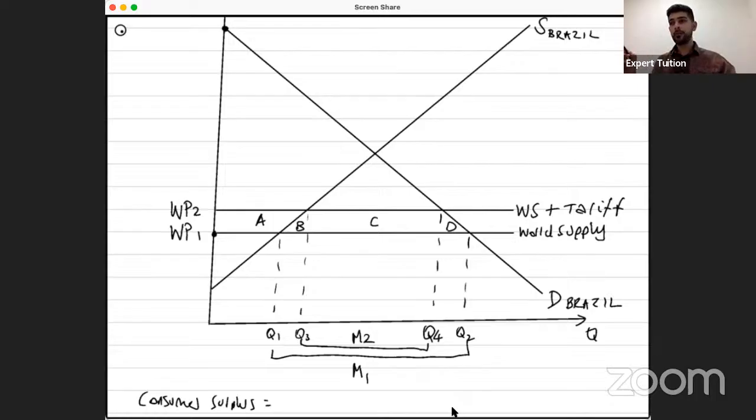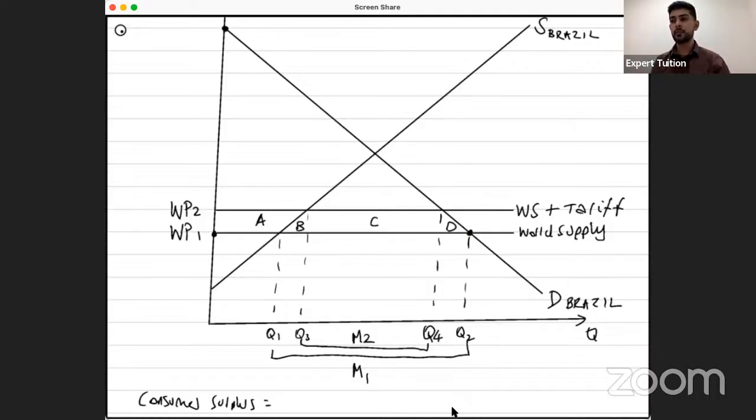And then I go across from that price until I hit the demand curve, because that's the number of units consumers are buying at that price. There. Can you see my 3 dots? So it was there, to there, to there. Okay, let's do the exact same process now with the new world price.